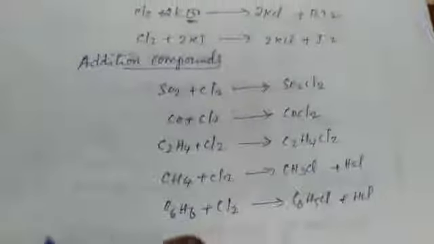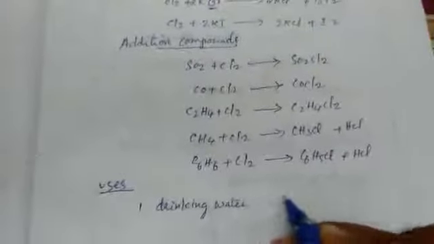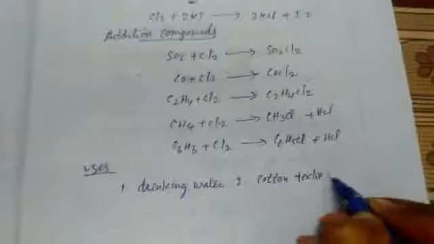Next, uses. First use, purification of drinking water. Second use, bleaching cotton textiles. Third use, extraction of gold and platinum.